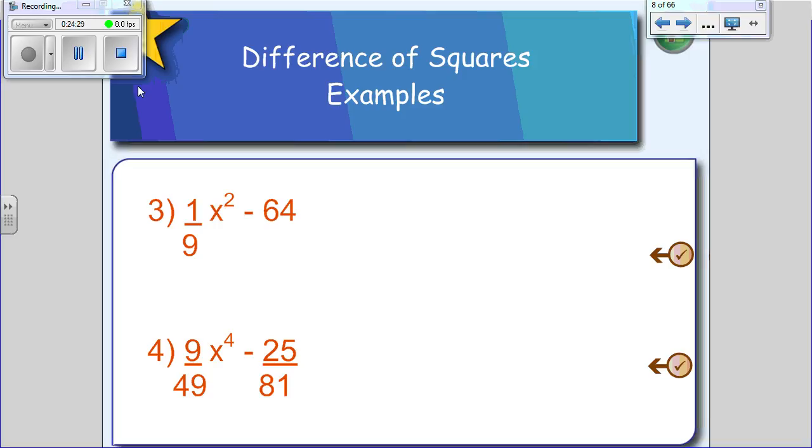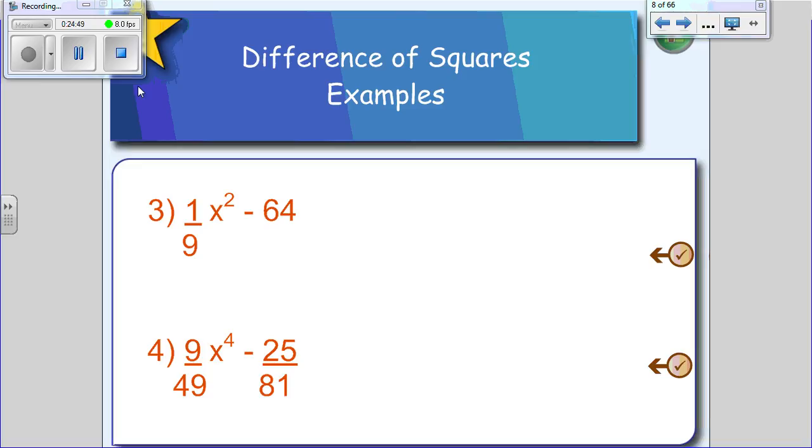All we're going to do is look at this thing and ask ourselves the same questions we asked ourselves the last 2 times. Is there a GCF? No. No numbers dividing into 64 and 1 over 9. Is it a subtraction question? Yes. All right, good. Do we have perfect square numbers?